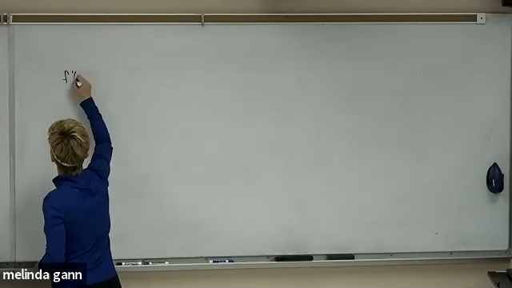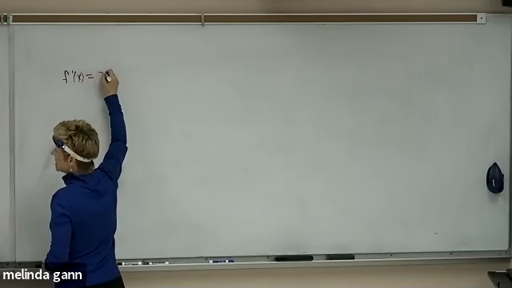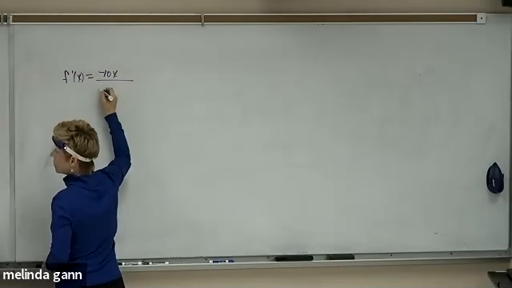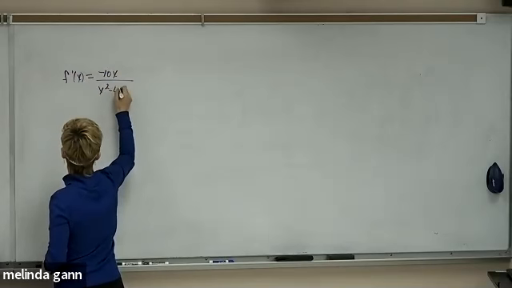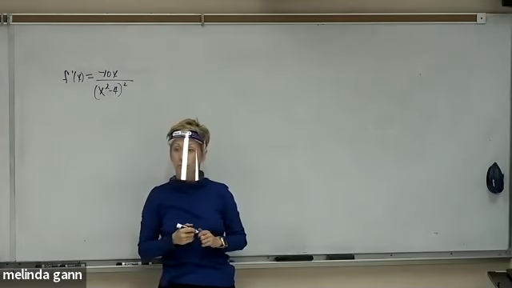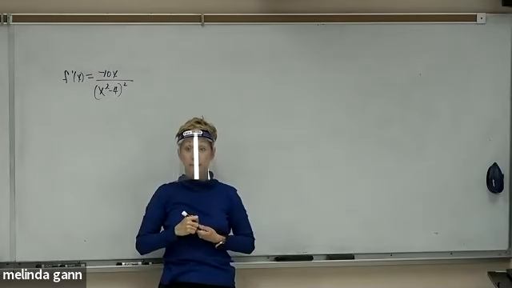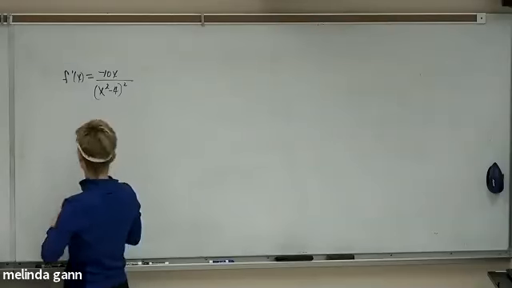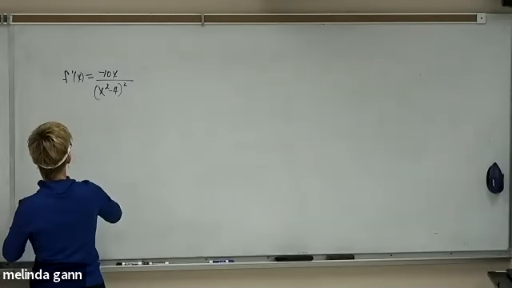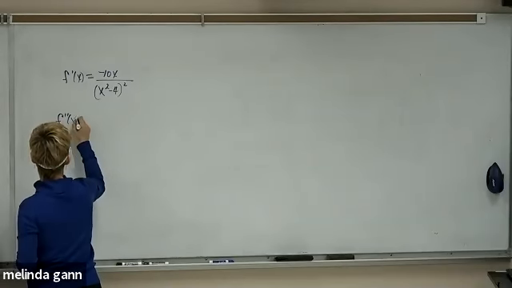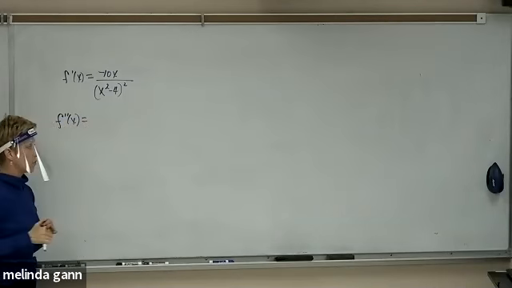So my first derivative is negative 10x over (x squared minus 4) squared. Does everybody see where I got that from? Is everybody okay? Now, let's go do the derivative of that. So the derivative of the first derivative is indeed the second derivative. I'm going to have to use the quotient rule again.